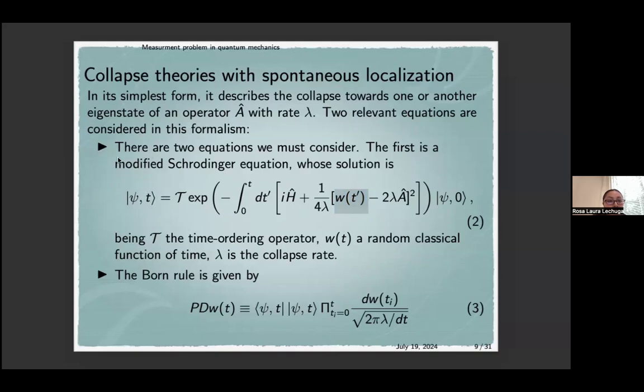We are talking about the collapse of what quantity? The wave function, okay. We try to collapse the state. In this case, it describes the collapse towards one or other eigenstate of the operator of your election. As I mentioned before, one degree of freedom in this theory is the election of this operator. So the theory describes the collapse toward one state of this operator, one or other state from this operator, with a collapse rate labeled here. So the theory tries to collapse toward one of the states of the election that you performed before.